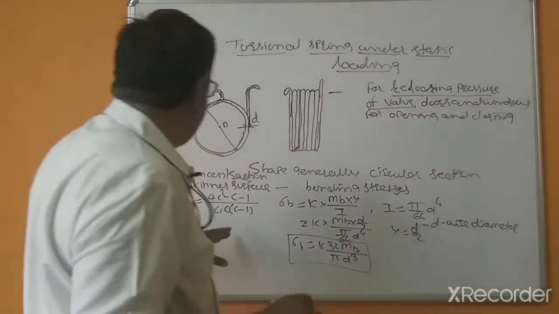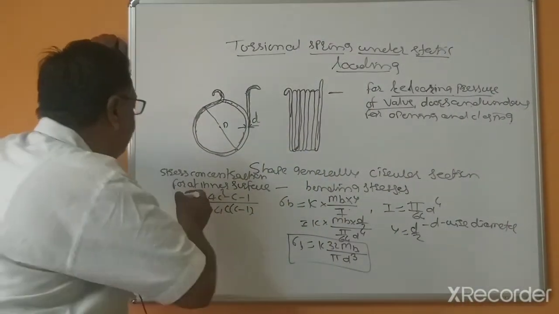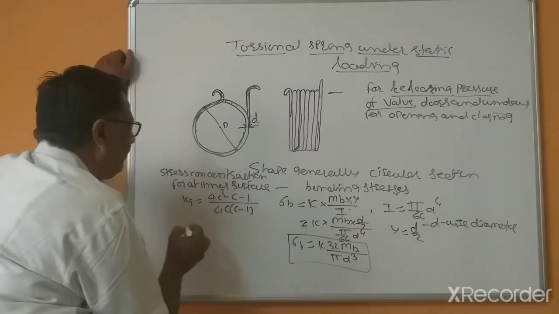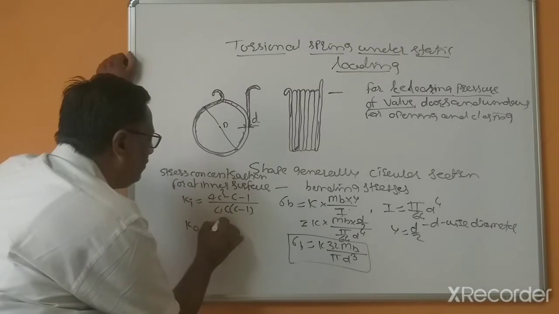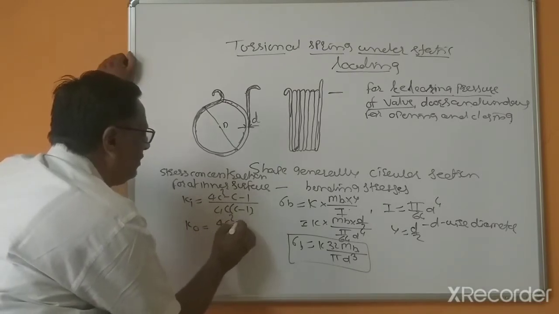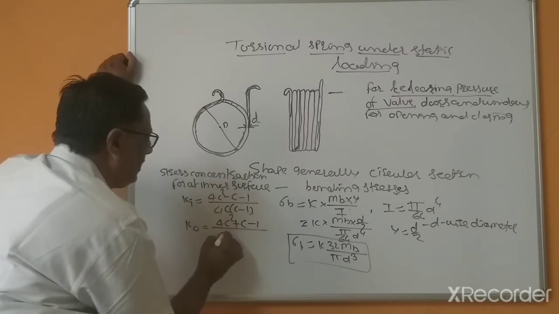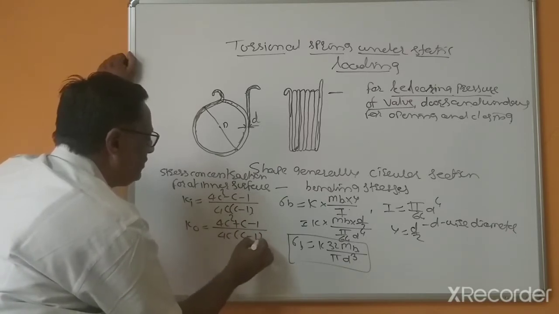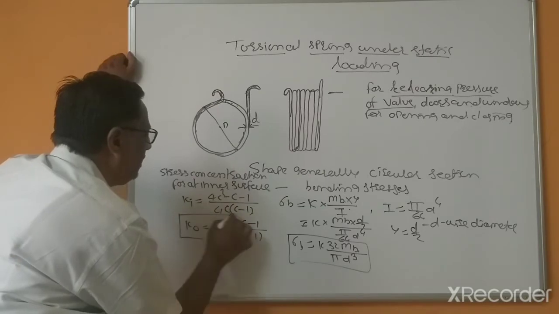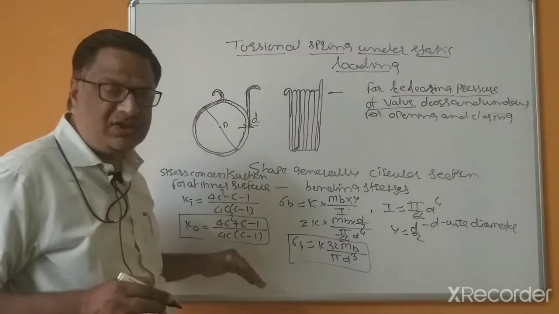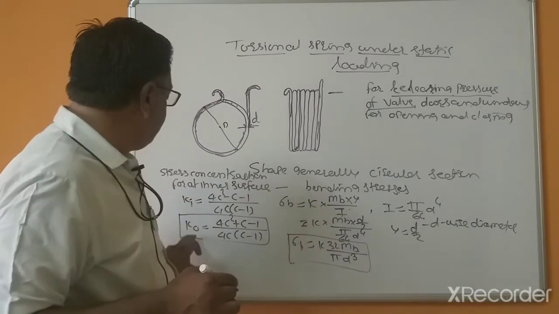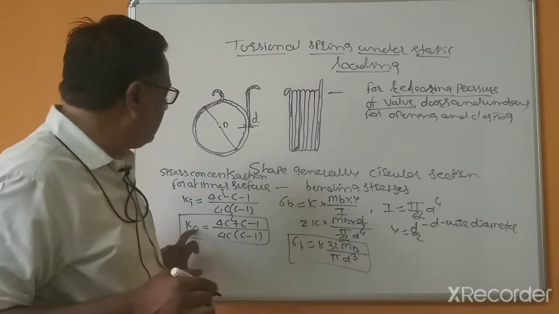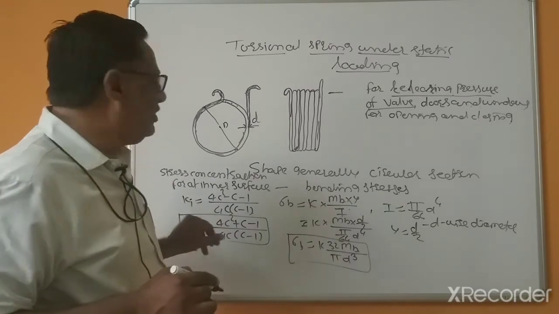So by using this formula you can calculate the value of the inner stress induced, and the value at the outer surface you can calculate by using the formula 4c squared, instead of the minus c, this plus c minus 1, divided by 4c into (c minus 1). By using this formula you can calculate the stresses induced in the outer surface, means the stress concentration factors at inner surface and outer surface. This O stands for outer surface and I stands for inner surface.